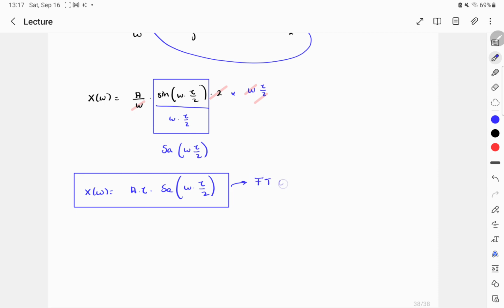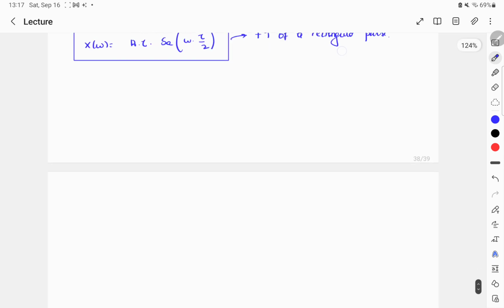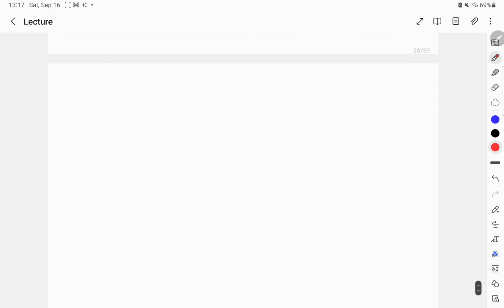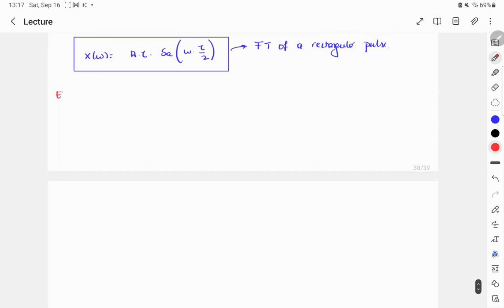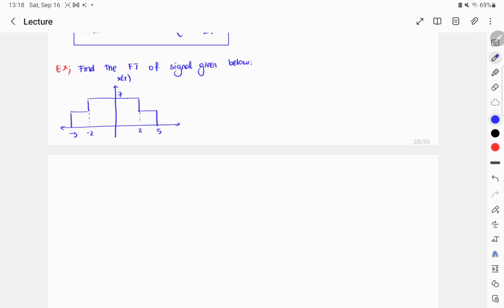Okay, and that's it. Here is our result. Now let's move on to another question. Let me write here, example. It has given us another graph, and it wants the Fourier transform of that graph. So this is the graph that we are asked the Fourier transform of.